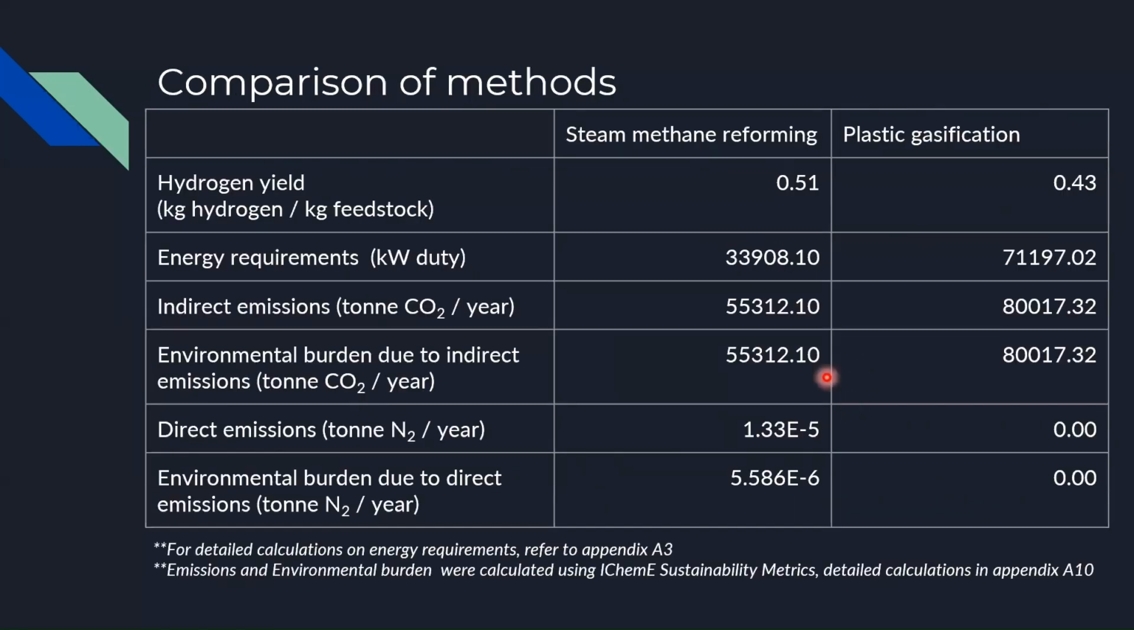Comparing both methods of hydrogen generation, other than having no direct emissions, plastic gasification is inferior to steam methane reforming in terms of hydrogen yield, indirect emissions, and energy requirements. Hence, steam methane reforming is the chosen method for hydrogen production.